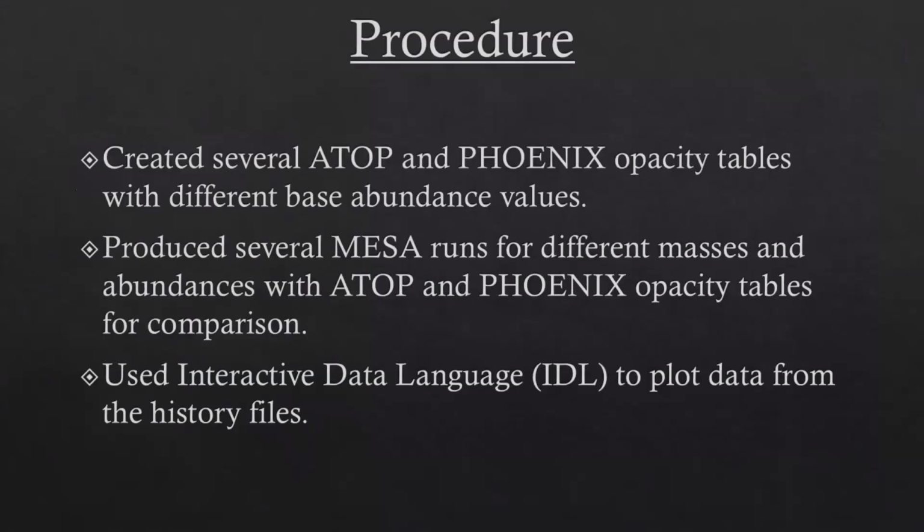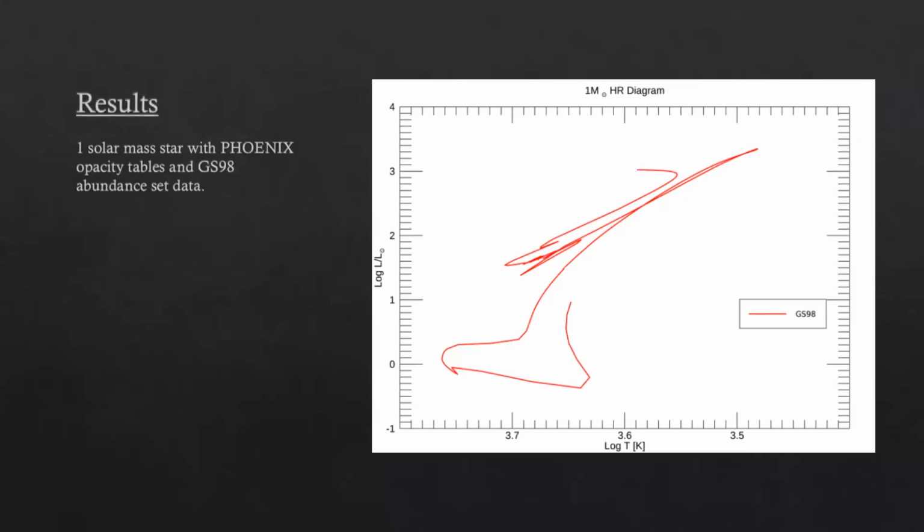And this little part here took a long time to write those scripts for isochrones, which we'll discuss later. Okay, here we have some results. This is the one solar mass star produced with Phoenix opacity tables, and the abundance set was GS98. Again, this looks very similar to the HR diagram we saw earlier for the one solar mass star. You can see the main sequence, the subgiant branch, giant branch, horizontal branch, and the AGB. So we can see all the stages here.